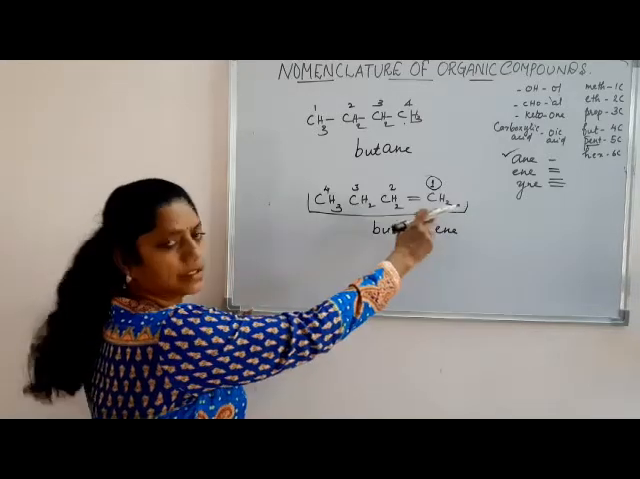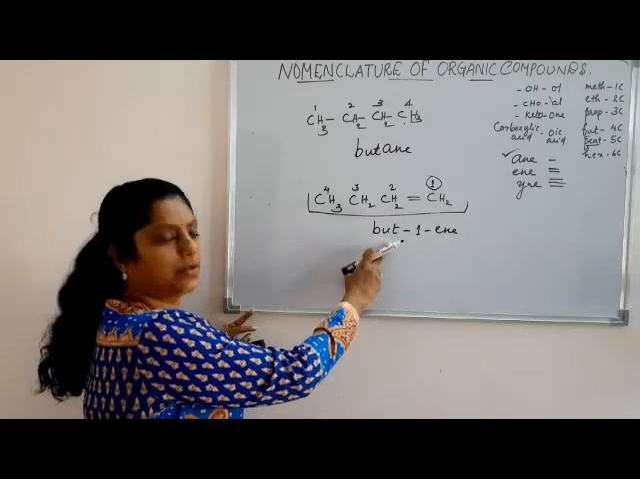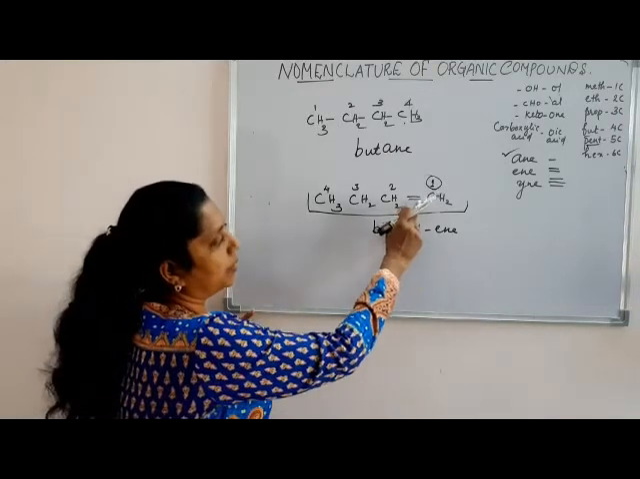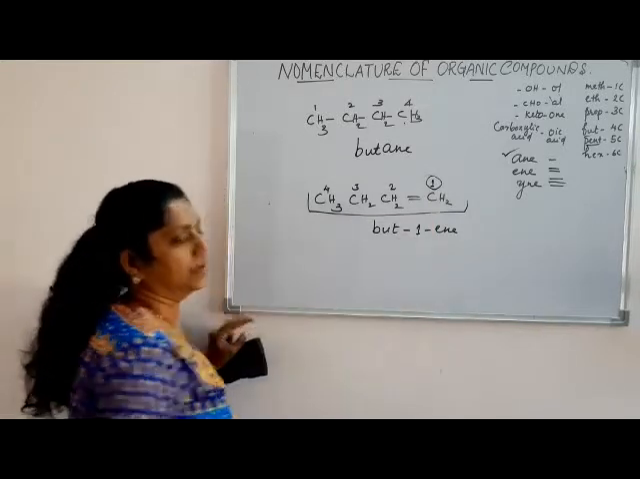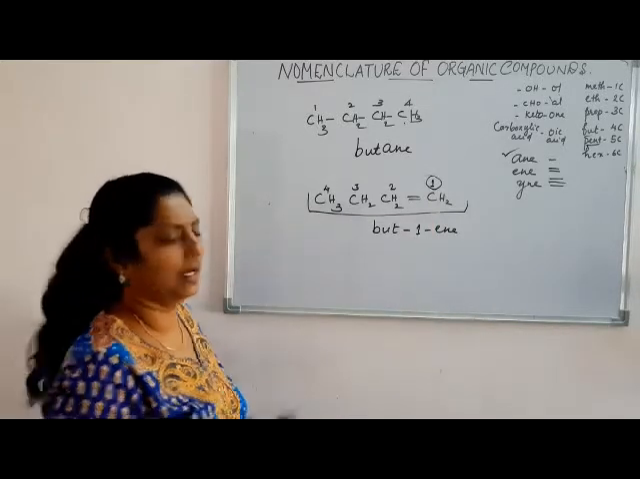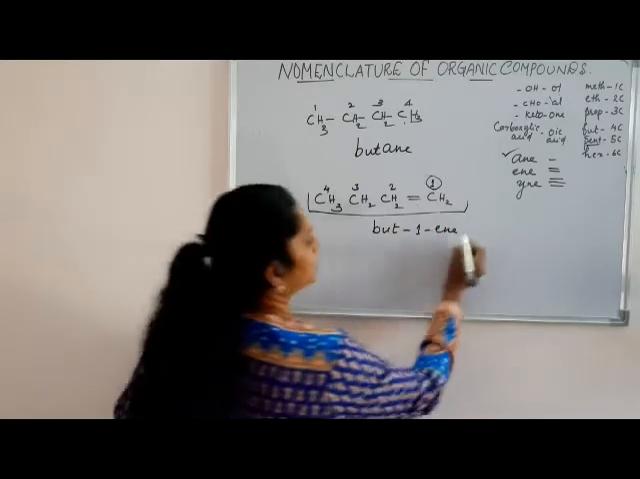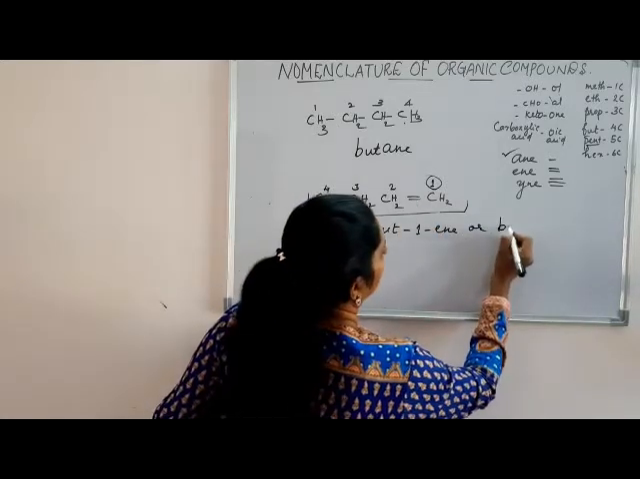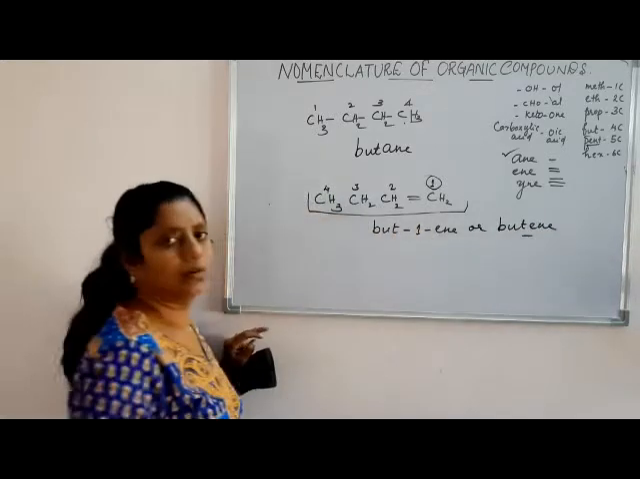This compound contains 4 carbon atoms, hence the word root used here is but, and since there is a double bond with the first carbon atom, we are using 1-ene. So the compound is but-1-ene. Since the double bond is present in the first carbon atom, we can also write it as but-ene. Okay? We can avoid this 1.